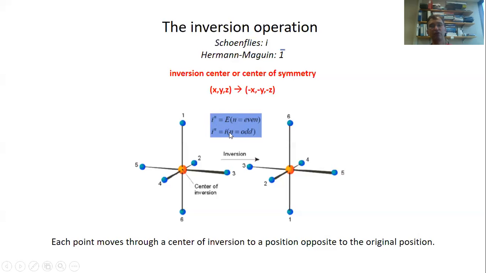When we carry out the operation an odd number of times, then it's always as though the inversion was carried out only one time. So three times is effectively the same as one time, five times is effectively the same as one time. So the Schoenflies symbol for the inversion operation is i. The Hermann-Mauguin symbol for the inversion operation is 1 bar. We will understand in a minute where this formalism comes from.